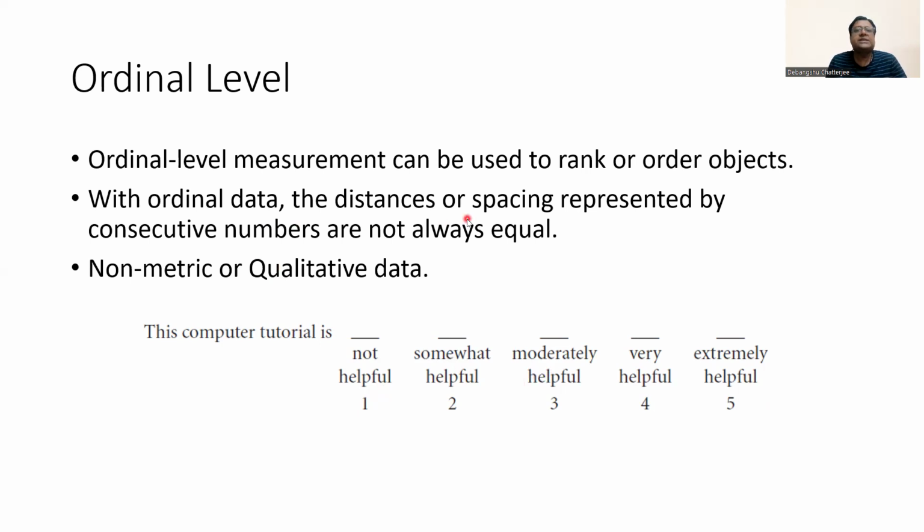With ordinal data, the distances or spacing represented by consecutive numbers are not always equal. Now, if I say 2 minus 1, it does not mean anything. Somewhat helpful minus not helpful. The gap between 2 and 1 might not be the same as the gap between 2 and 3 or the gap between 3 and 4. The gaps are not equal. Ordinal data is also non-metric, non-numeric and qualitative data.